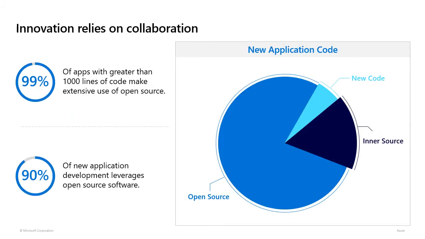Now, like I said, innovation in DevOps relies heavily on collaboration. A majority, 99% of apps with greater than 1,000 lines of code, make extensive use of open source. Rarely do developers nowadays create code from scratch. It's a mishmash and a combination of different types of code from fellow developers within and also outside of the organization. 90% of all new code developed in application development leverages open source software. So this is where, for example, GitHub comes in. That's why GitHub is becoming the most popular collaboration and open source code platform in the world today.